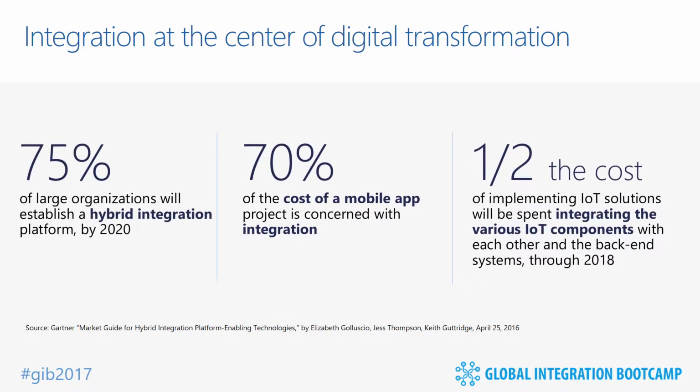So there are a few statistics from Gartner here. This might surprise you, but the prediction is that by the year 2020, 75% of enterprise systems will be establishing a hybrid integration pattern. That means that they're taking advantage of the cloud and the elasticity and scalability that it offers. Another potentially surprising figure is that the cost of a mobile app today, 70% of it has to do with integration. And that makes a lot of sense because it's very easy to build user interfaces now, especially with Power Apps and Xamarin.